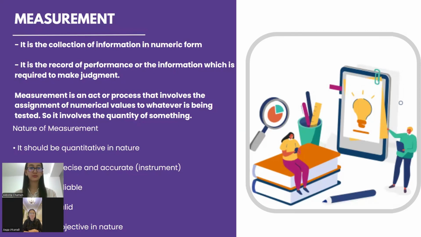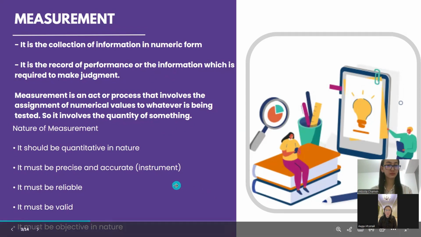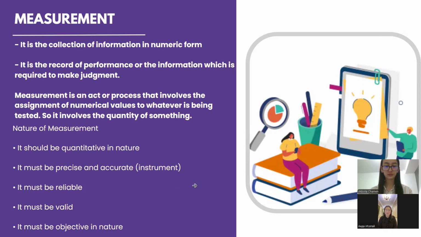The definition of measurement: it's the collection of information in numeric form. It's the record of performance, the information which is required to make judgment. Measurement is an act or process that involves the assignment of numeric values to whatever is being tested. So it involves the quality of something. Nature of measurement: it should be quantitative in nature. It must be precise and accurate. It must be reliable, and it must be valid, and it must be objective in nature.